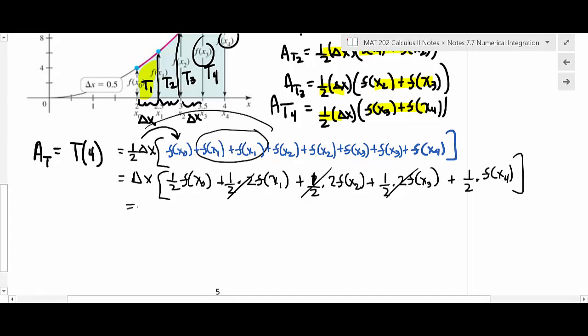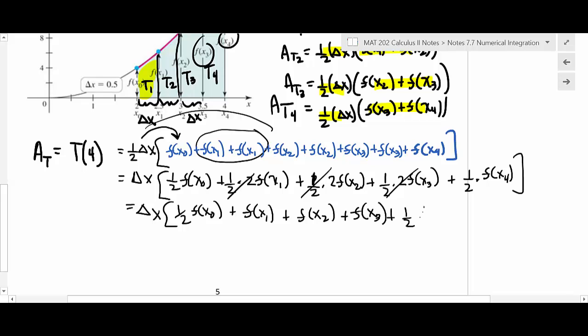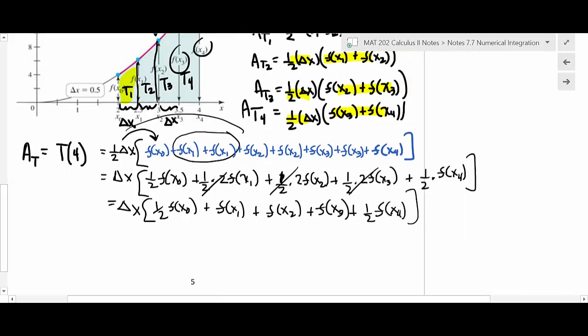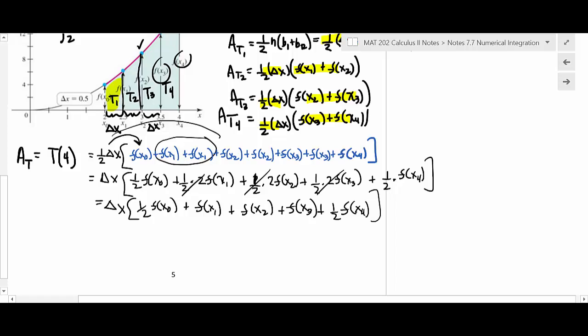So the trapezoid formula is delta x. You take half of the first function value. Then you just take that function for all of these; you don't take a half of them because it canceled out, see. And right there is your trapezoid formula. I just wanted to show you where it came from. Does that make sense, what I did there?